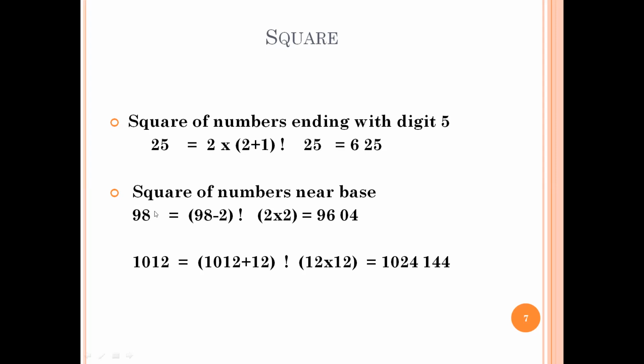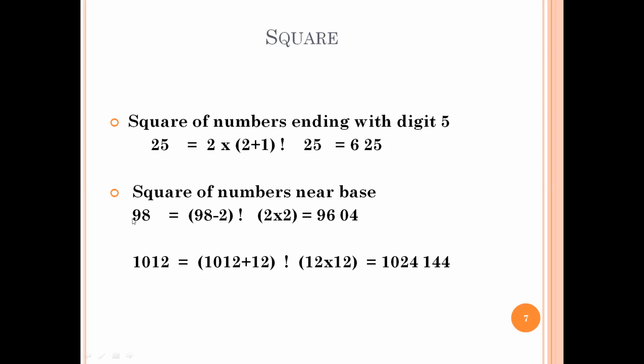Then whatever the difference, 2, just multiply 2 into 2. 2 twos are 4. But our base is 100, so we need 2 digits on the right. That's why I put a 0. So 04. It is the same as the base multiplication we learned, only we are doing it in a single line. It is like 98 into 98. Clear?